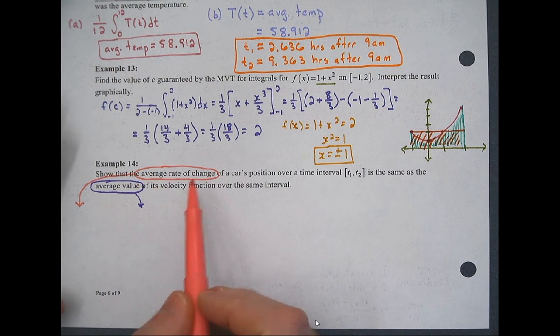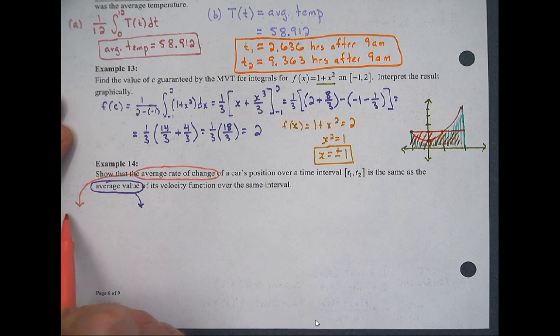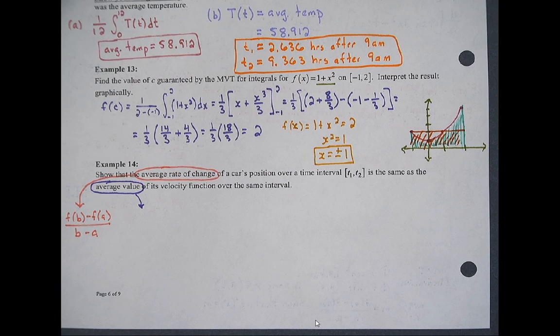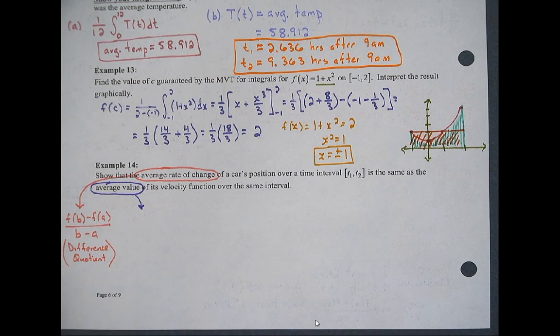Okay, the average rate of change, that's the slope. So we would do our slope formula. You could write y minus y if you wanted to, but we're fancy now. So we do f of b minus f of a over b minus a, also known, if you remember way back, as the difference quotient. It's what we use to prove derivatives by definition.